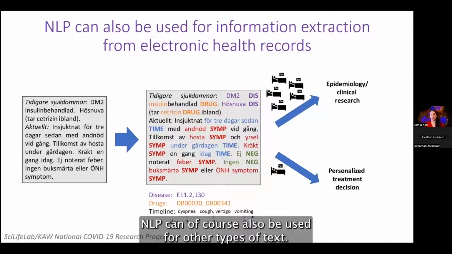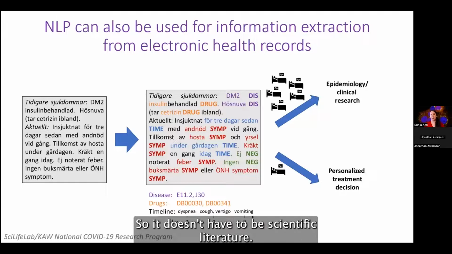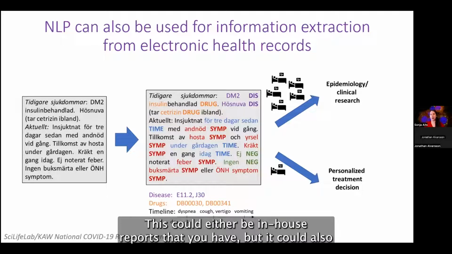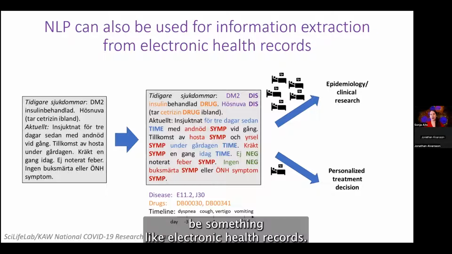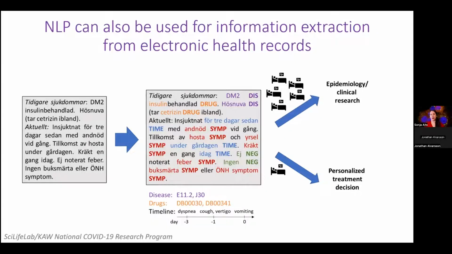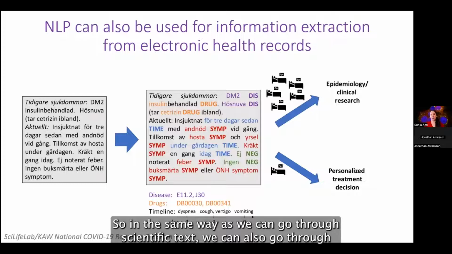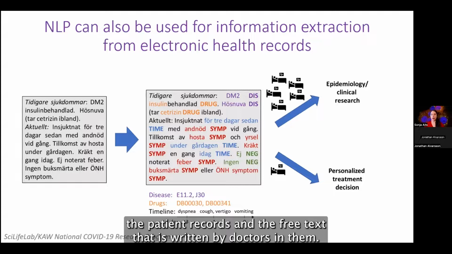NLP can, of course, also be used for other types of text. So it doesn't have to be scientific literature. This could either be in-house reports that you have, but it could also be something like electronic health records. So in the same way as we can go through scientific text, we can also go through the patient records and the free text that is written by doctors in them.